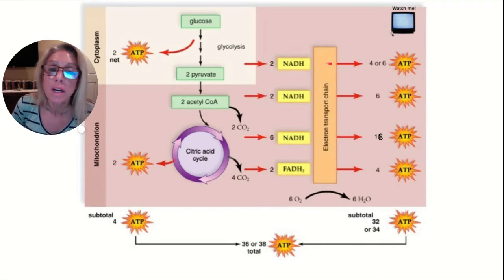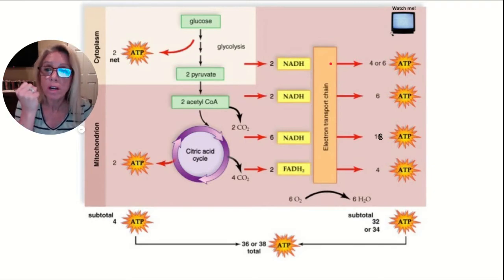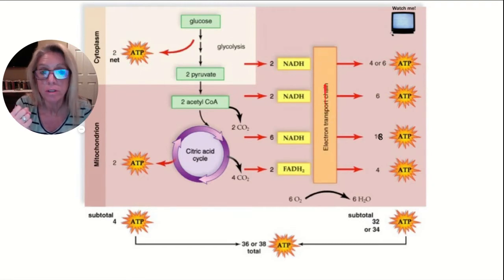These 2 NAD, now, if they go in as strong NAD, then 2 times 3, they would give you 6 ATP at the electron transport chain. If they hand off to FAD, only 2. 2 times 2 is 4. So that's where that comes from. Then here, you're taking your 2 pyruvates and you're converting them to 2 acetyl-CoAs. You get 2 NAD from that process. 2 times 3 is 6, right?